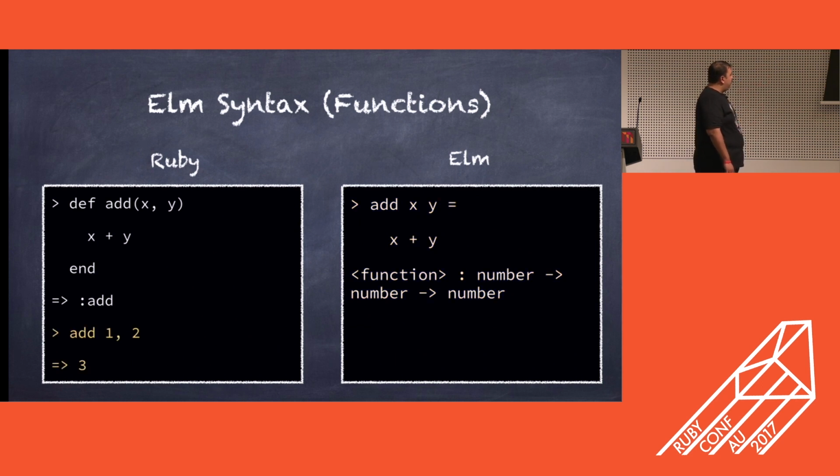To call a function, we just go add 1, 2, and it will return the value back. Similarly, in Elm, you can do add 1 and 2, except for the commas. It doesn't require commas, so you get 3, which is a number, back.